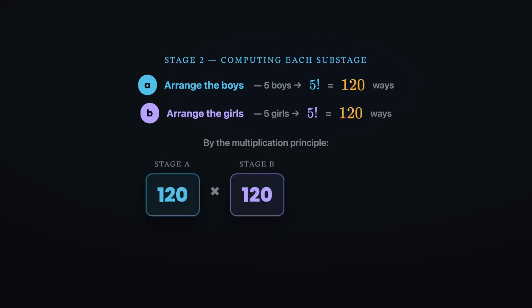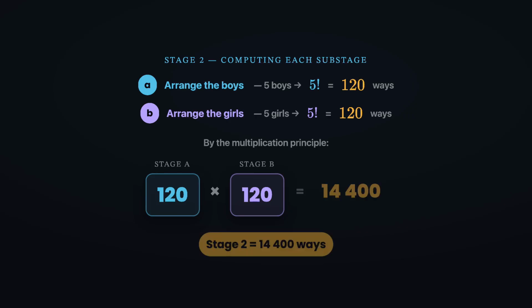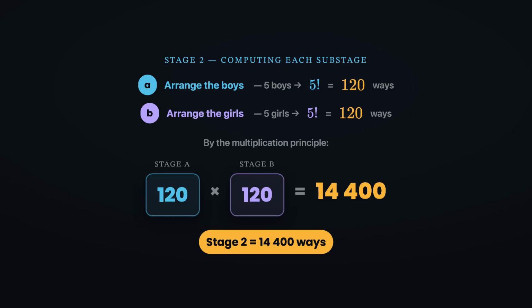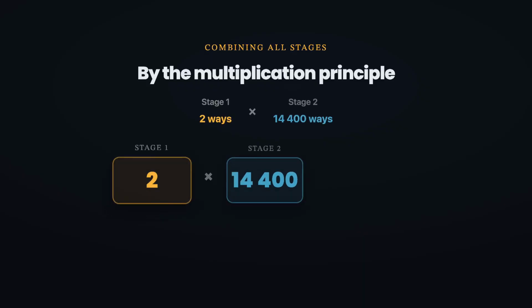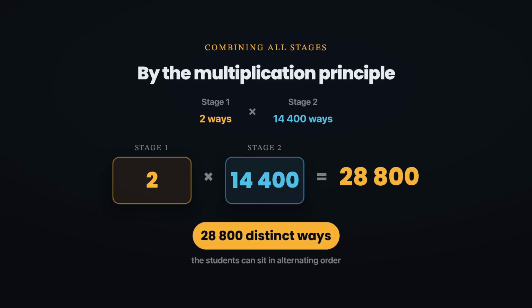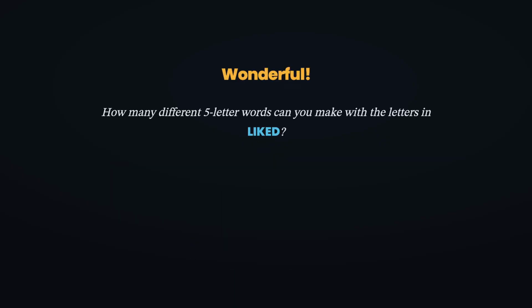By the multiplication principle, the total number of ways to do stage 2 is 120 times 120, which is 14,400 ways. Using the multiplication principle again, the total number of ways the students can sit is 2 from stage 1 times 14,400 from stage 2, which is 28,800 distinct ways. Wonderful! Now here's a trickier exercise.